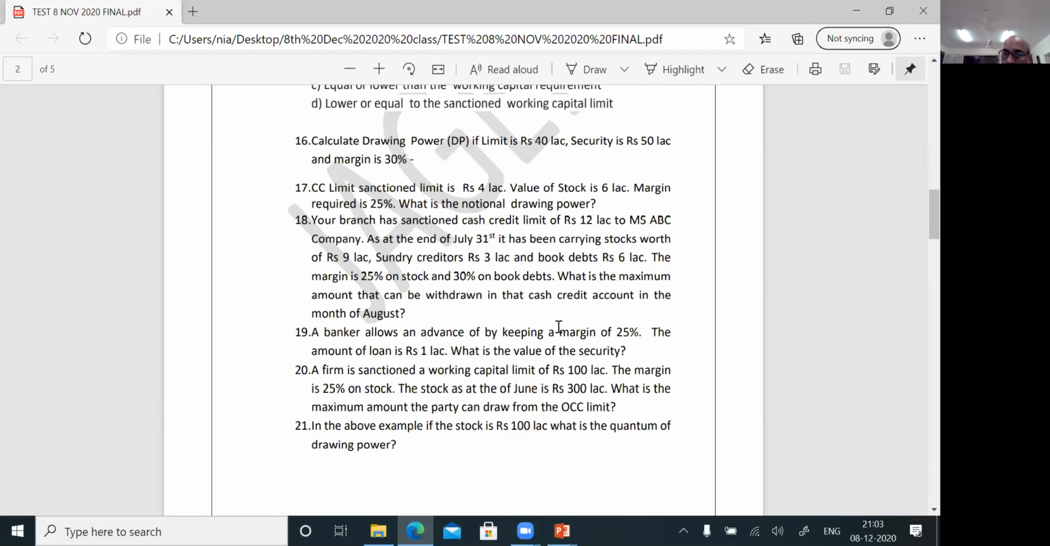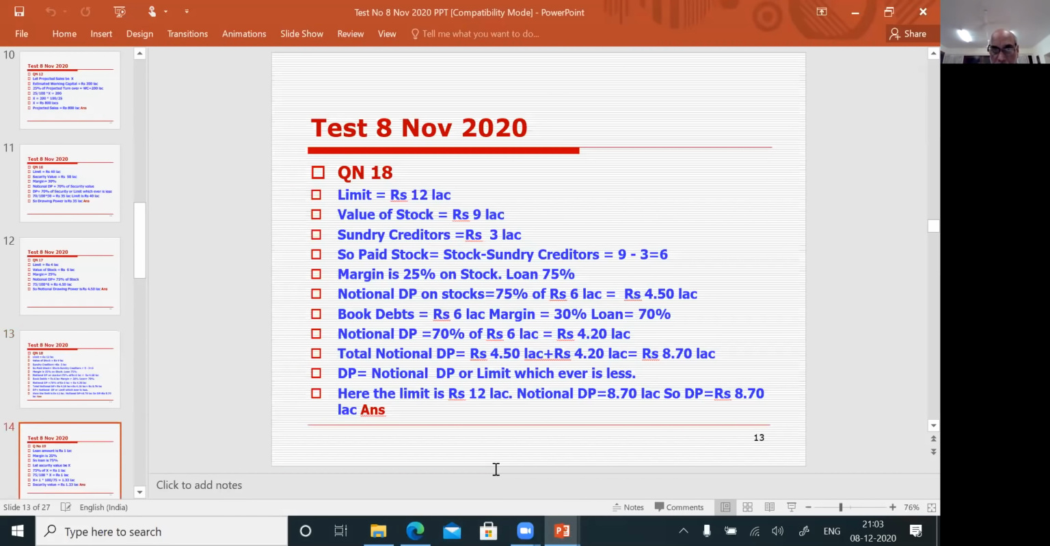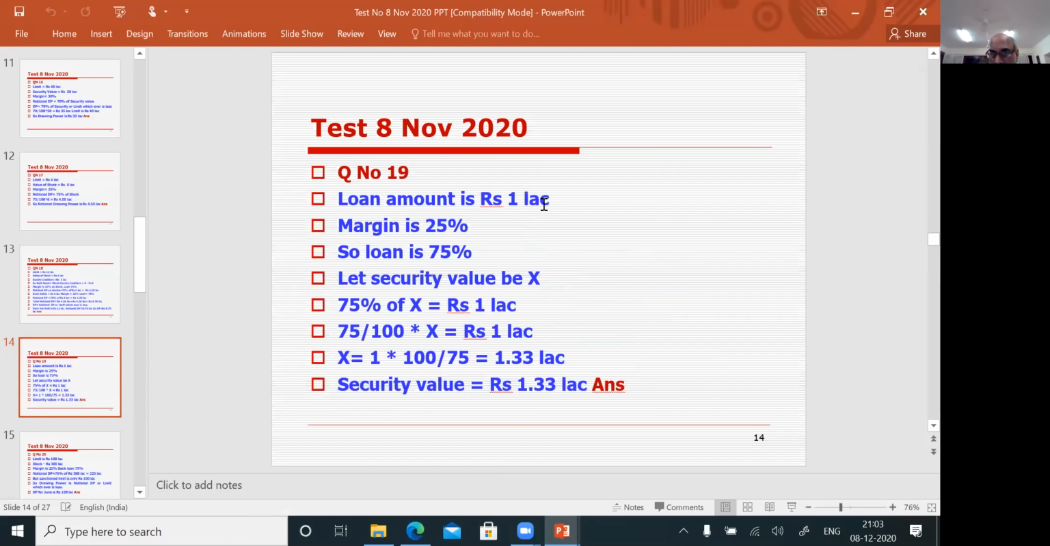So the bank allows an advance by keeping a margin of 25%. The loan amount is 1 lakh. How much is the security value? Margin is 25% means 75% of the security value is the loan amount, isn't it? So the loan amount is 1 lakh. Loan amount is rupees 1 lakh, margin is 25%, loan is 75%.